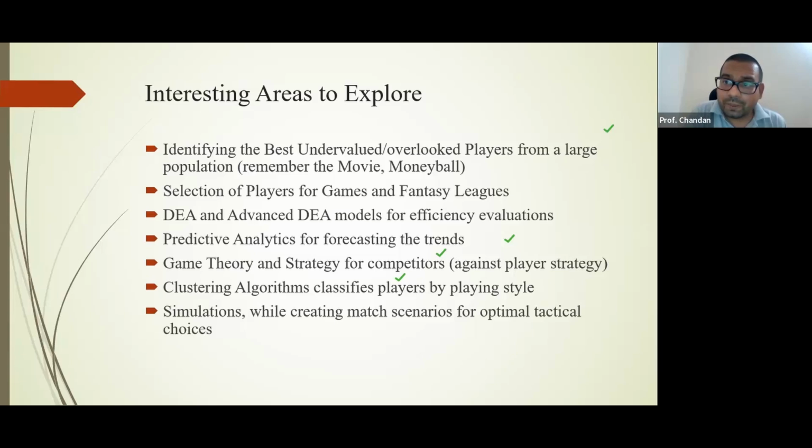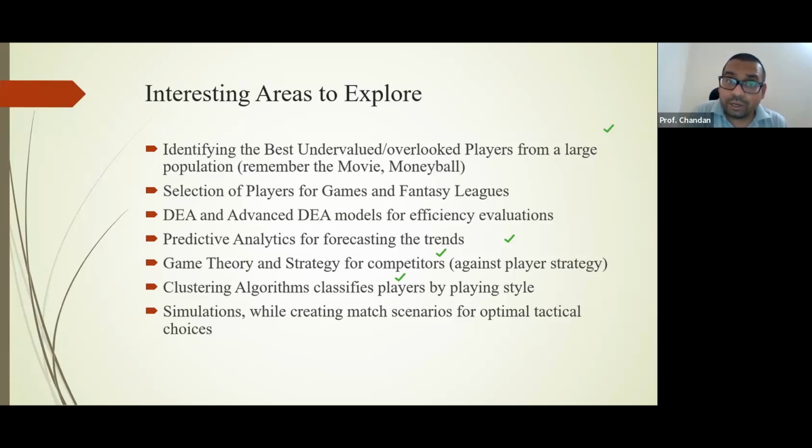We can explore how to identify the best undervalued, overlooked players from a large population. So remember the movie Moneyball, what Peter Brand did. From a pool of 20,000 players, they identified 25 players who were undervalued or overlooked. And the term they used, the insights from the data or stats which no one else can see, right? So selection of players for games and fantasy leagues is also one interesting area to explore.